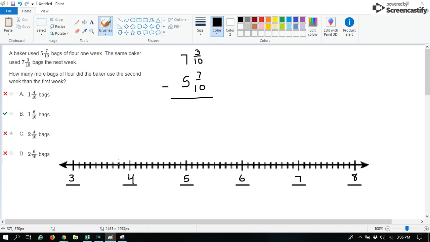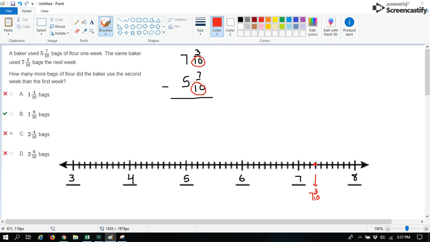And the reason it's like that is because the denominator for each of these fractions is 10. So I need to show 10 equal parts. So the first thing I need to do is find where 7 3/10 is. So I go all the way to the number 7, and then I count 1, 2, 3. So this right here, that is 7 3/10.